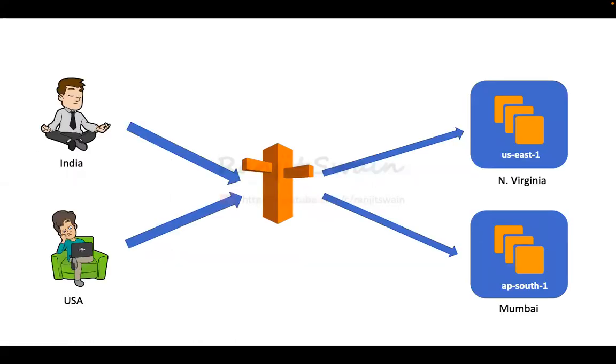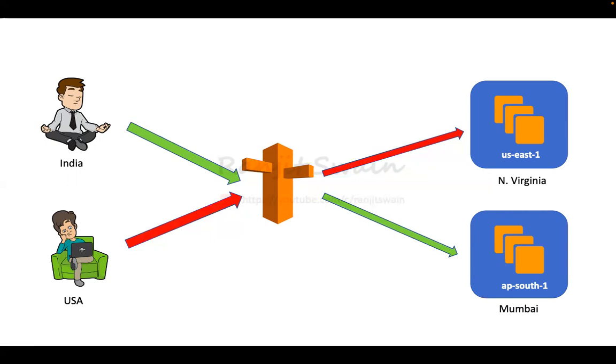How it works: suppose somebody sitting in India is trying to buy something. The request comes, Route53 will find the geographical location of the customer and then route to the respective location, to Mumbai. If someone sits in USA, they are redirected to, suppose, Northern Virginia, US East 1. So that is how it works, by geographical location. Route53 will check the geographical location of that respective user or customer.